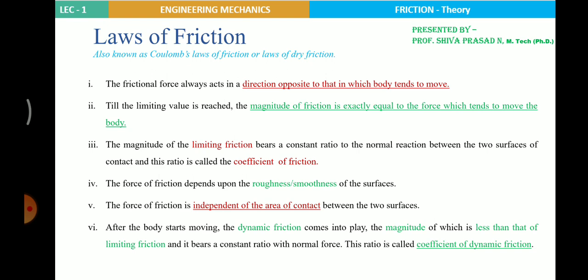All these six laws define various phenomena, the various stages in the entire phenomenon of friction. The first point tells you about the sense or direction of the frictional force. The second law discusses the limiting value of the frictional force. The third point is the definition of coefficient of friction, the fourth point says that frictional force depends on the surface, the fifth point says it is independent of the area of contact, and the sixth point is about the coefficient of dynamic friction. Please remember these six points, and you will have to present them as they are defined now.